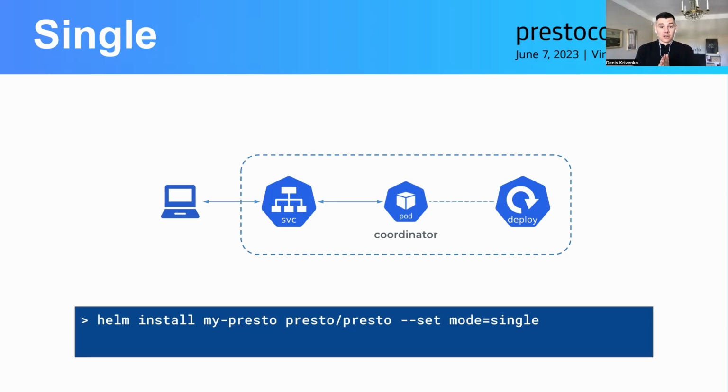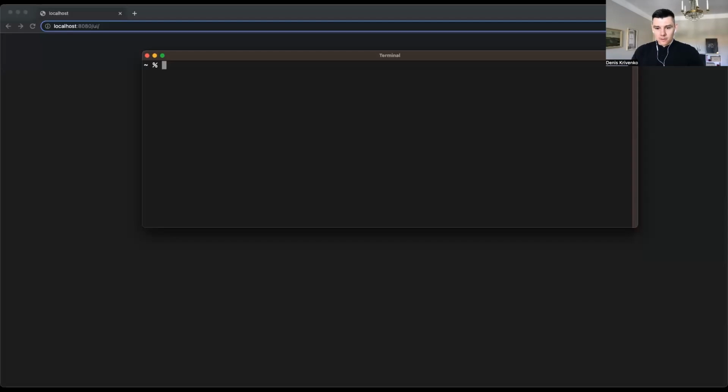Yeah, let's install Presto in single mode with the command provided on this slide. I'm using Minikube to run Kubernetes locally, and also have installed kubectl and Helm command line tools. Okay, let's go back to the terminal. Okay, I'll copy it. So here we run a command called helm install. We install the presto chart from the presto repository with the name my-presto and set mode to single.